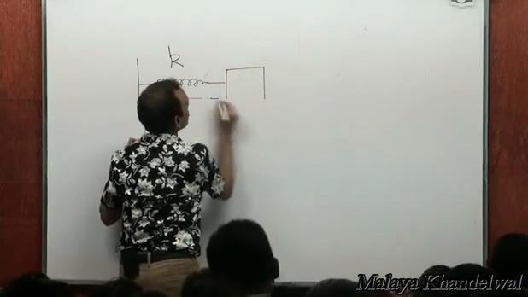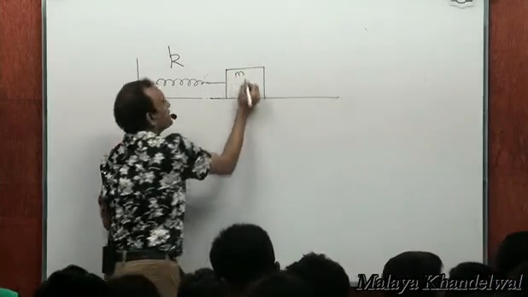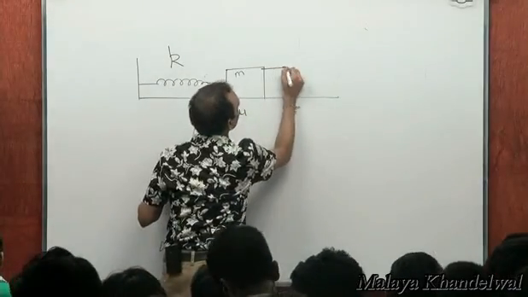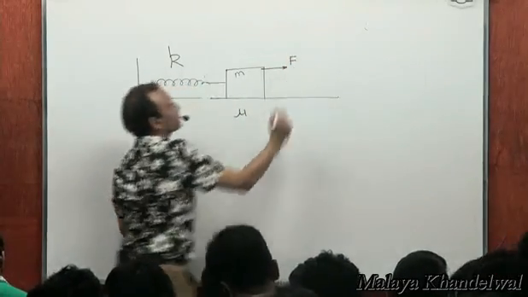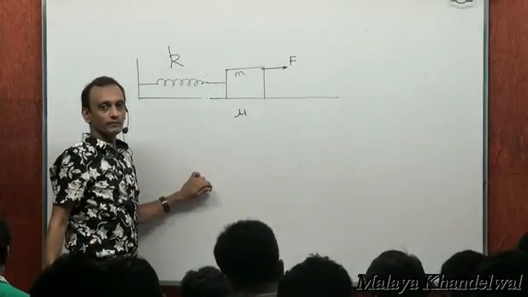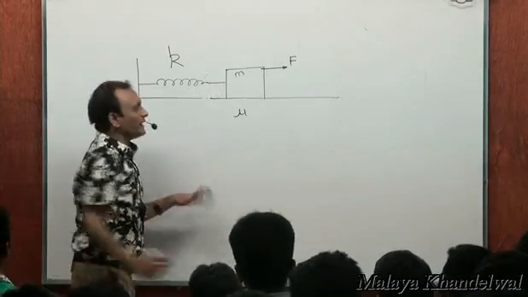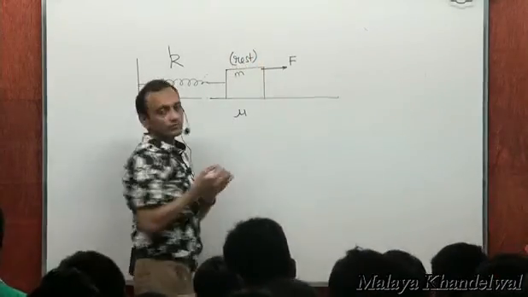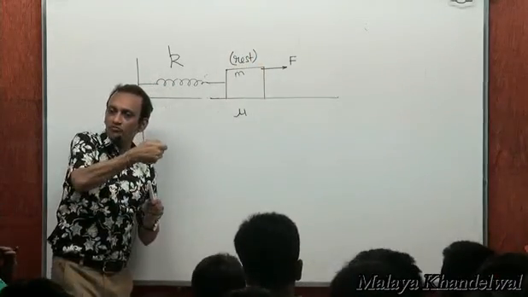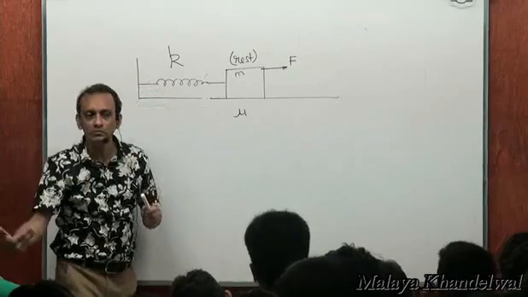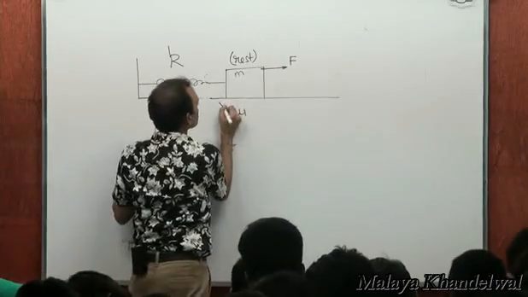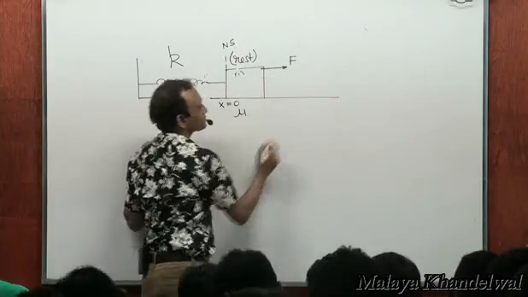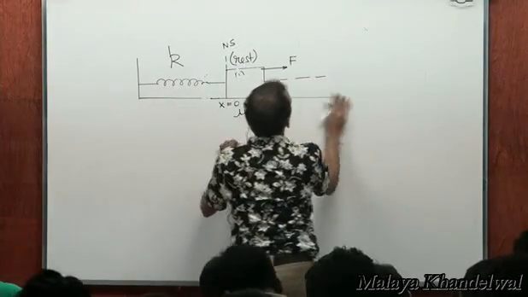So this was the mass m, and say mu was the coefficient of friction, and an external force F acted. Let's say this mass started from rest. A constant external force acted, and this mass started from rest. And this was x equal to 0, the natural state of the spring. After a while, the spring elongates.